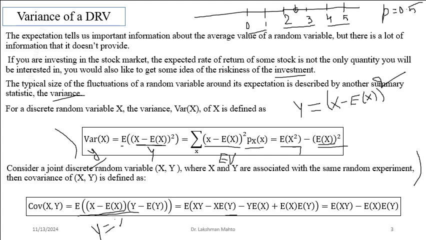Okay, now further do algebra here. Inside the expectation, you will decompose it: x multiplied by y, minus expectation of x times y, minus x times expectation of y, plus expectation of x into expectation of y. And if you apply expectation over x into y, it would be expectation of x into y. And if you apply expectation over the other quantities, expectation of y is a deterministic number, so it will come out of the expectation. So after applying expectation over it, it becomes expectation of x times expectation of y.